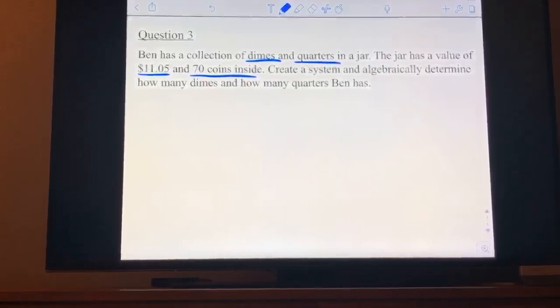Also notice how we're not told what variables to use. So we want to start with our let statements. Pretty obviously we'll use D and Q. D to represent the number of dimes, Q to represent the number of quarters.